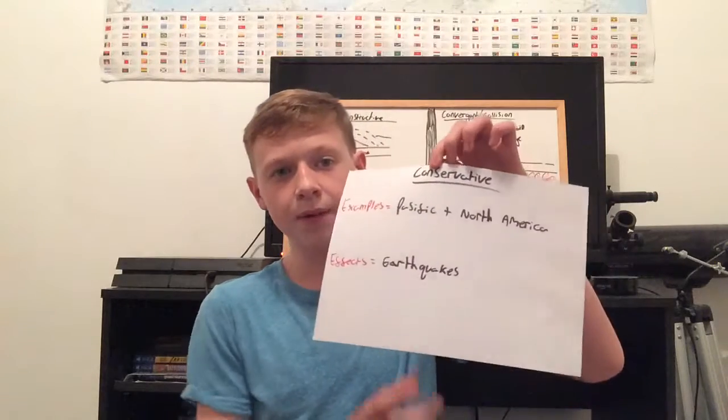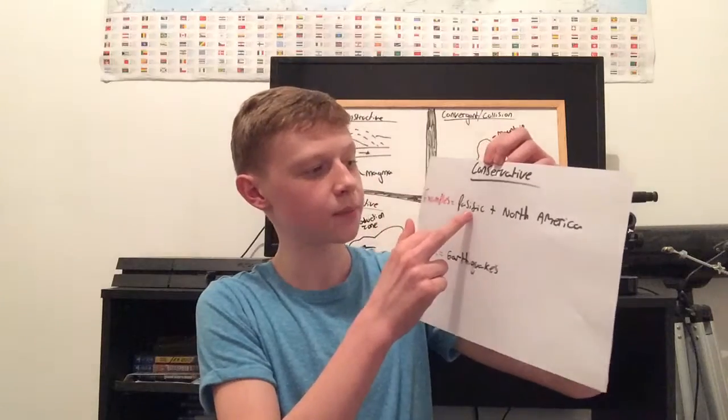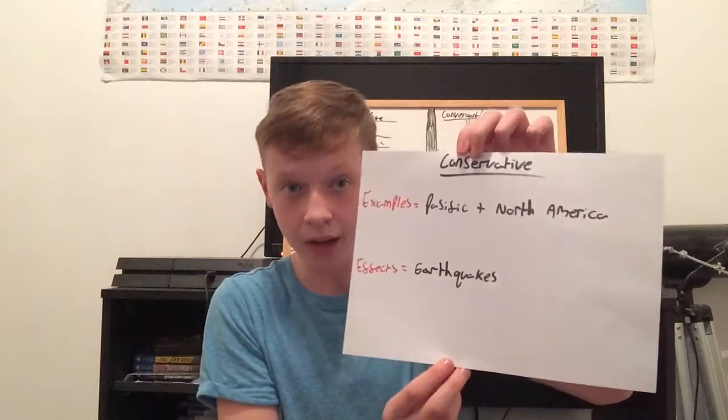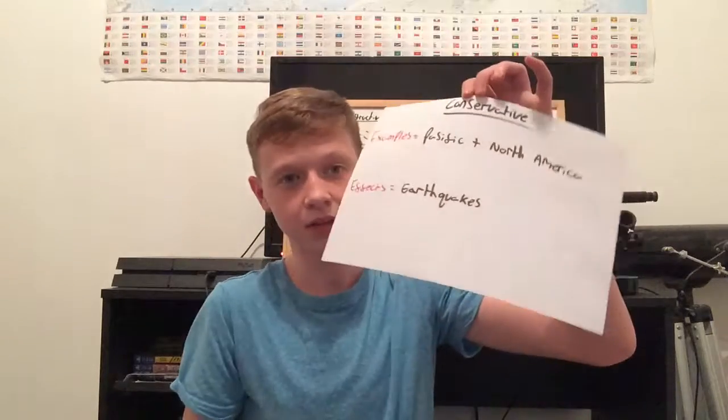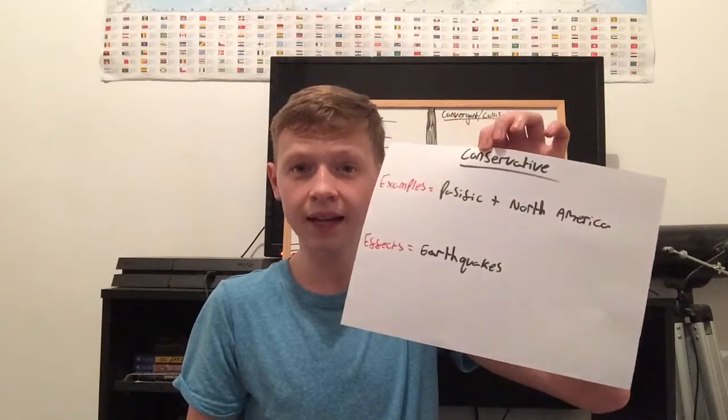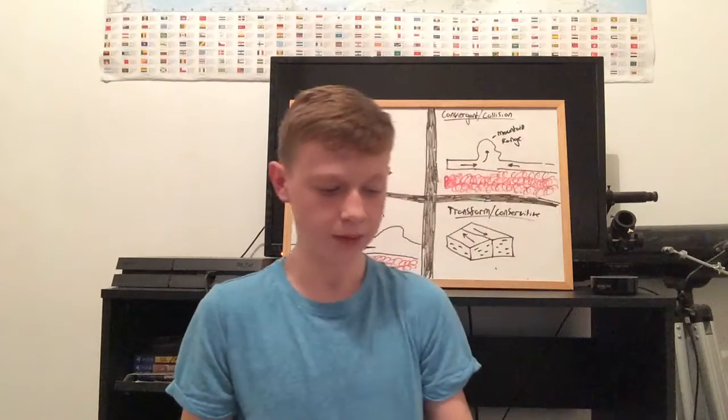So, moving on to our second plate boundary, which is called a conservative. Examples are the Pacific and North American plates. And I've just realised I have spelled Pacific wrong. I was in a rush to make this. And the effects of that is earthquakes. Now, a good example of a conservative plate boundary is the San Andreas Fault. That is in North America, by the way.